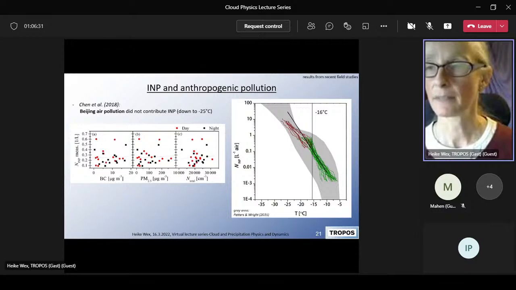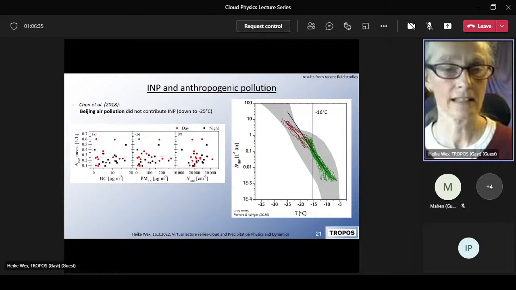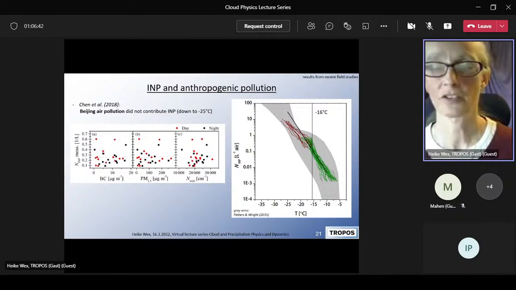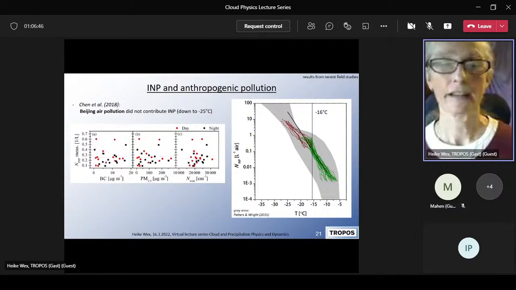And if you make a cut at minus 16 degrees Celsius, you see those concentrations are shown here versus different aerosol parameters, black carbon, PM2.5 mass, total number concentration. There's just no correlation. And so we said that Beijing air pollution did not contribute INP down to minus 25 degrees Celsius.